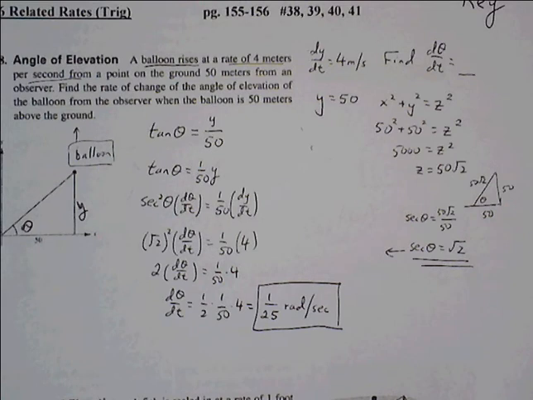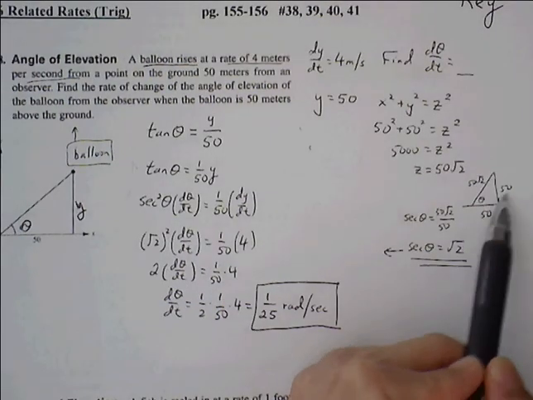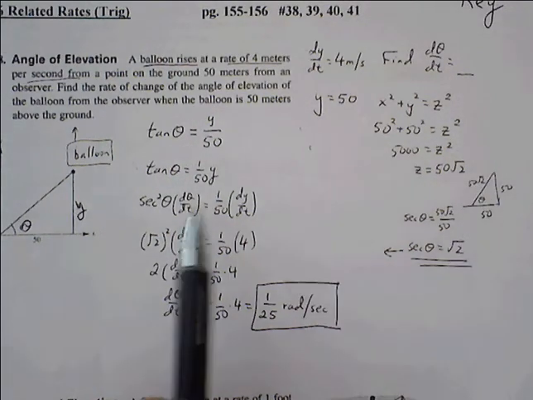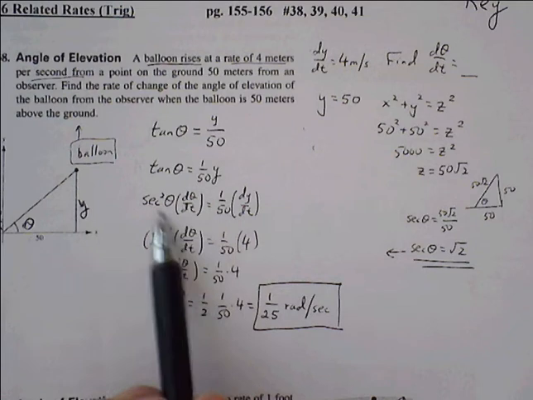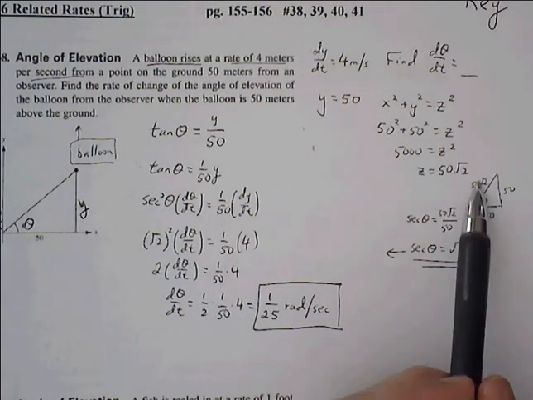5,000 equals z squared. So z is equal to the square root of 5,000, which is 50 root 2. So at this moment in time, when y is 50, we know x is 50, and we know the hypotenuse is 50 root 2. So we can use this to help us substitute in secant of theta, because we know secant of theta is adjacent over hypotenuse.